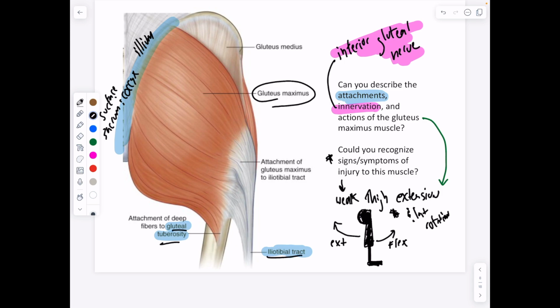Signs and symptoms of weakness. Even though it's the maximus, the gluteus maximus is innervated by the inferior gluteal nerve, and so weakness or injury would be weak thigh extension or lateral rotation.